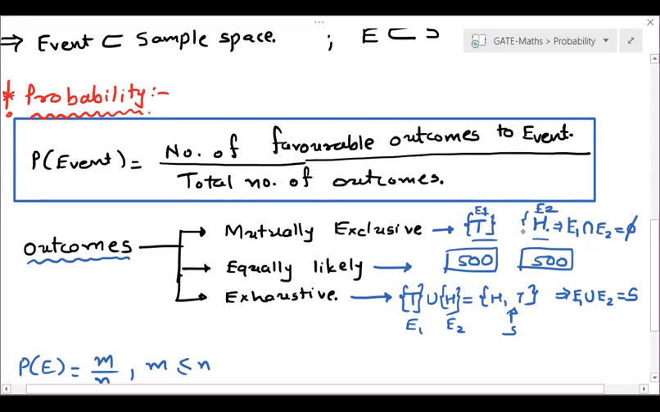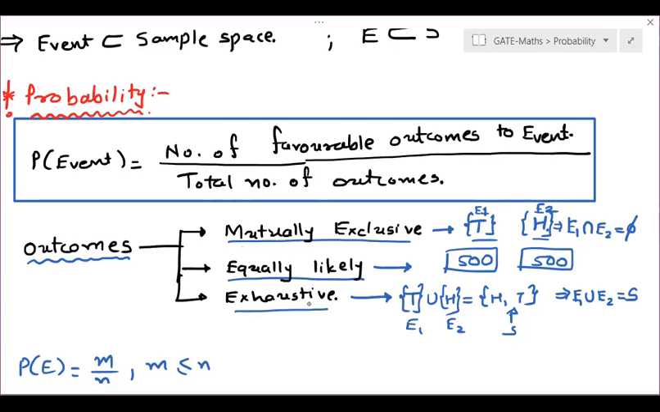So are these three words clear or not? First, you should be thorough with these three words: what is the meaning of mutually exclusive, what is the meaning of equally likely, and what is the meaning of exhaustive. We are going to define so many different terms in probability based on these three terms. So for mutually exclusive, the intersection of E1 and E2 should be phi.